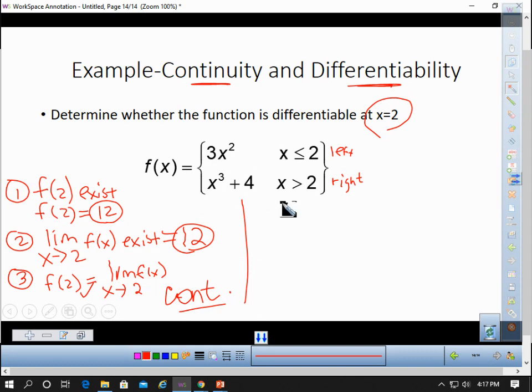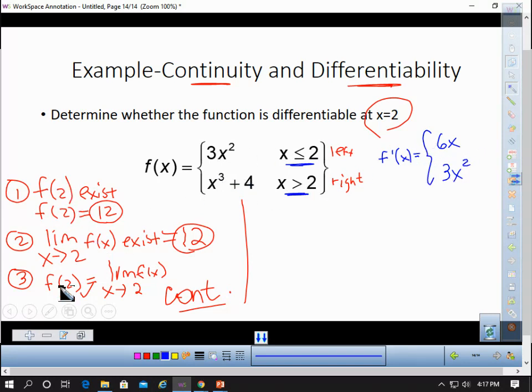So now is this function differentiable? So how do you do differentiable? Well, you do the exact same thing, but you do the same 3 steps on the derivative. So let's do the derivative of this function. The derivative, f prime of x, is going to be 6x for the top equation and 3x squared for the bottom equation. All right, and these domains are still true. So the derivative of the top equation is 6x. The derivative of the bottom equation is 3x squared.